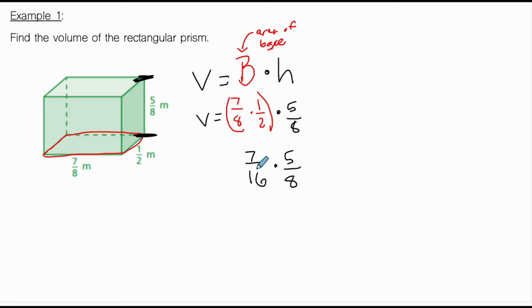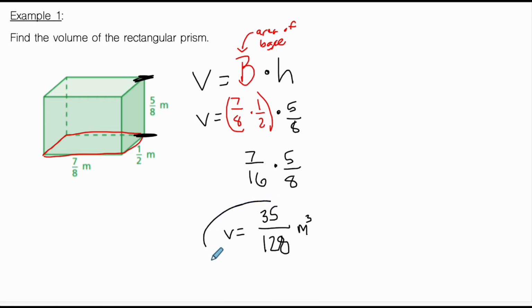And then I'm going to do 7/16 times 5/8. So that's going to get us to 35 over 128. And there you have it. Our final volume is equal to 35 over 128 meters. And look at this, pay attention, it's meters cubed.